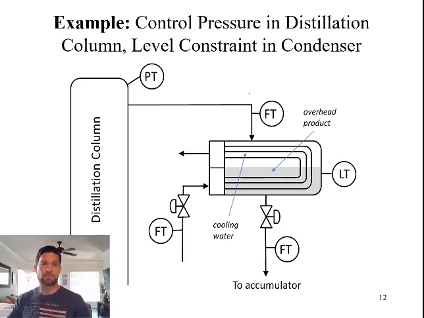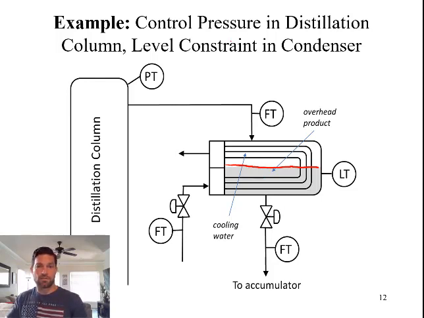Okay, so this one's kind of interesting. In this one we're going to control the pressure in the distillation column using the level in the condenser. So here's our condenser. We have a level in the condenser. So as the level in the condenser decreases, we have more area available to condense the vapor. As the level increases, we do less condensing. So we can control the pressure by controlling the level in the system. Okay, and that's controlled using this valve.